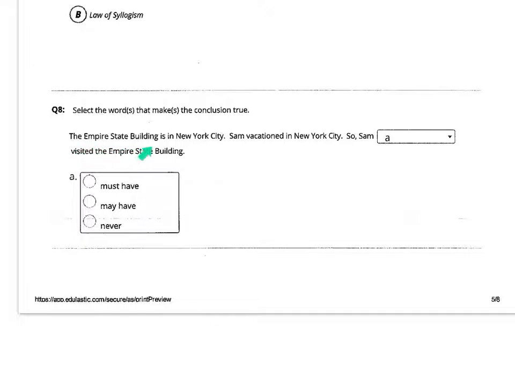The Empire State Building is in New York City. Sam vacationed in New York City. So Sam must have visited the Empire State Building. Sam may have visited the Empire State Building. Or Sam never visited the Empire State Building. Which is it?